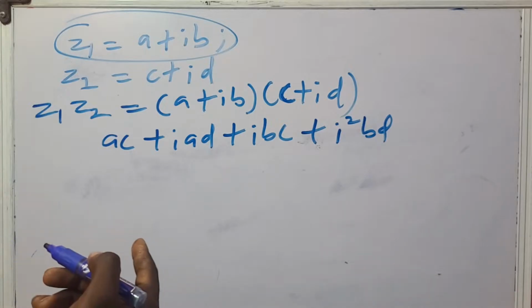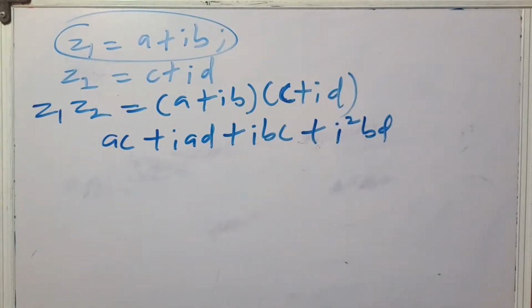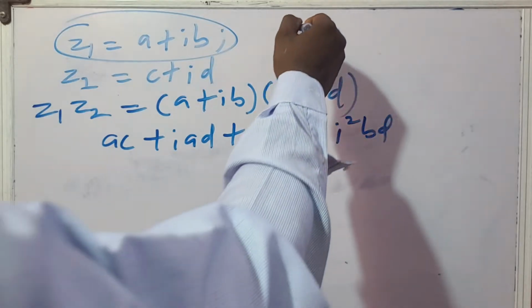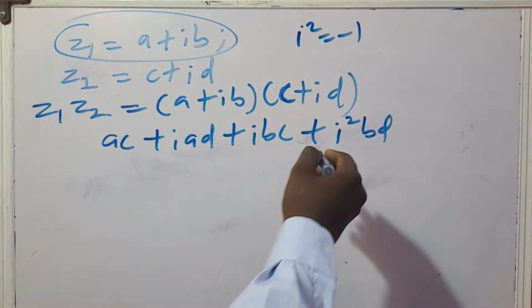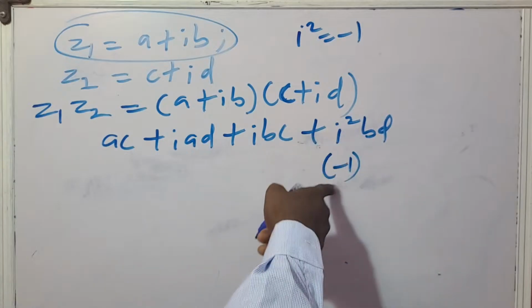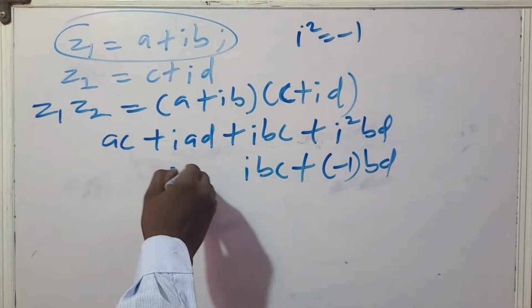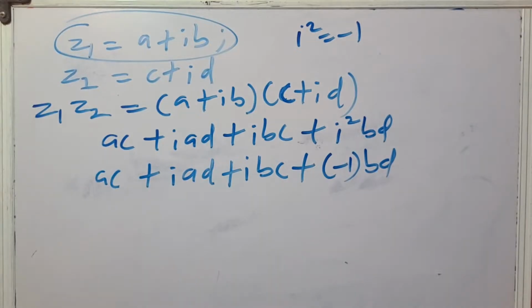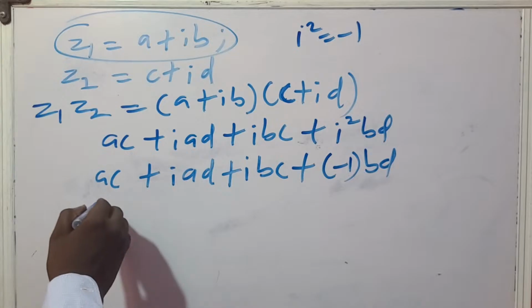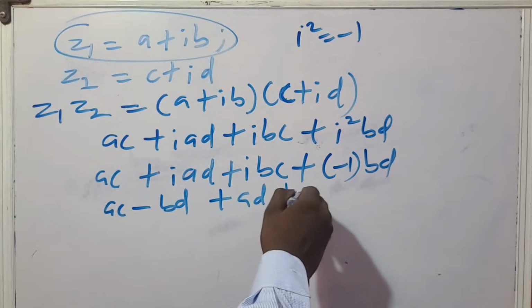Now, look at what we have here. I squared. What did we define I squared as when dealing with complex numbers? We defined it as -1. We said I squared equals -1. So looking at I squared in this place, we can easily change it to -1. If we collect like terms here, we have AC minus BD, then plus AD plus IBC.